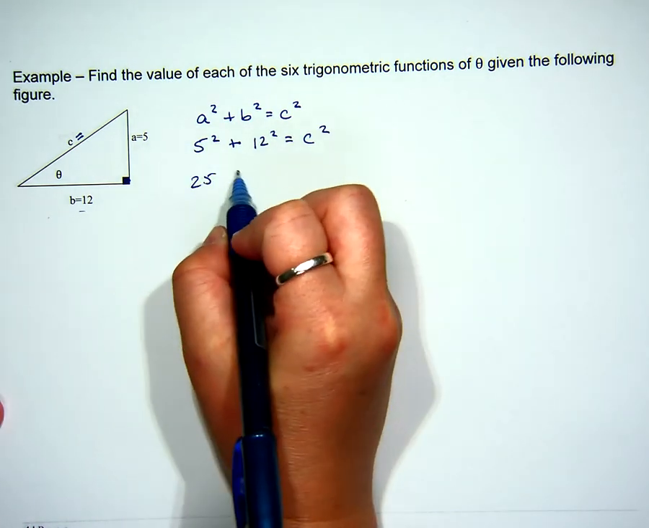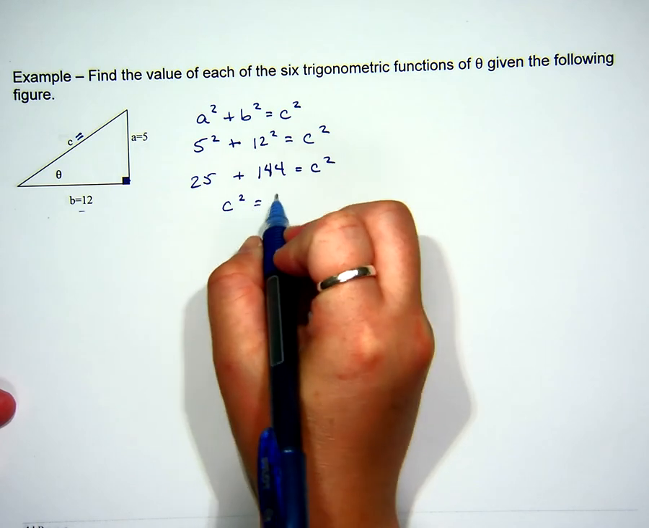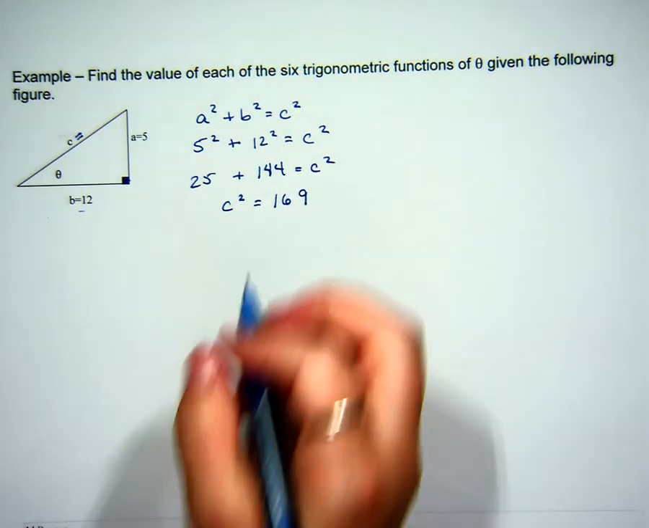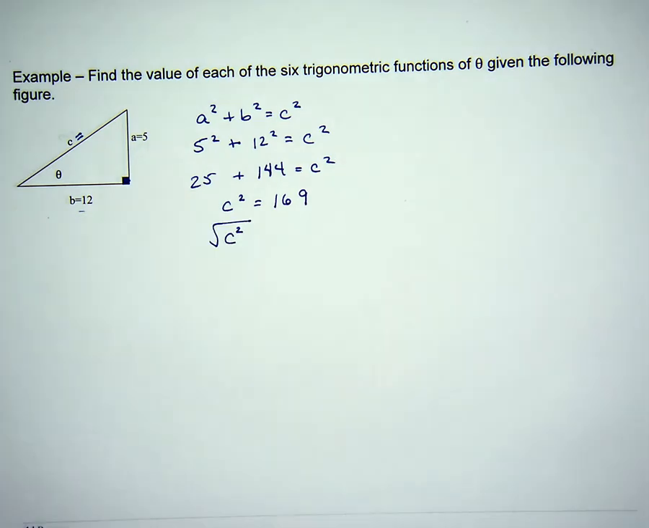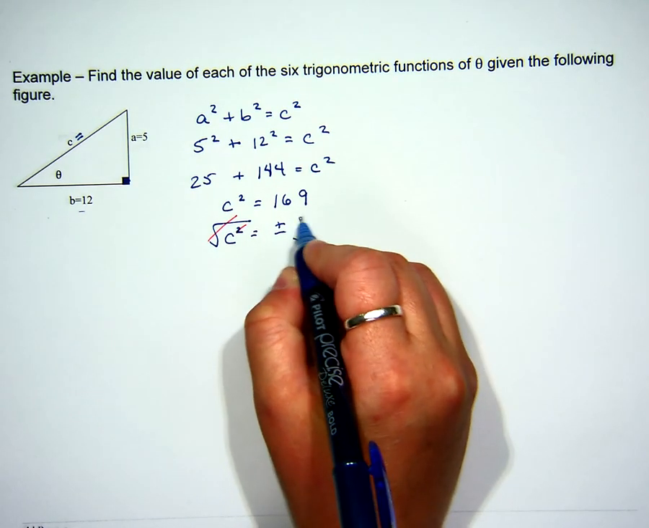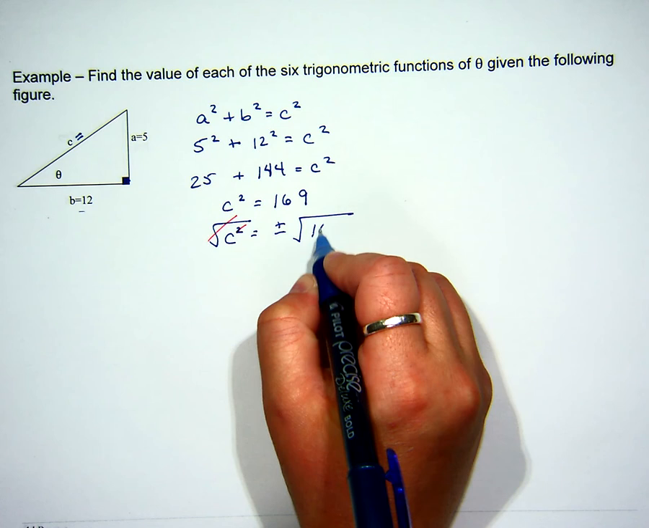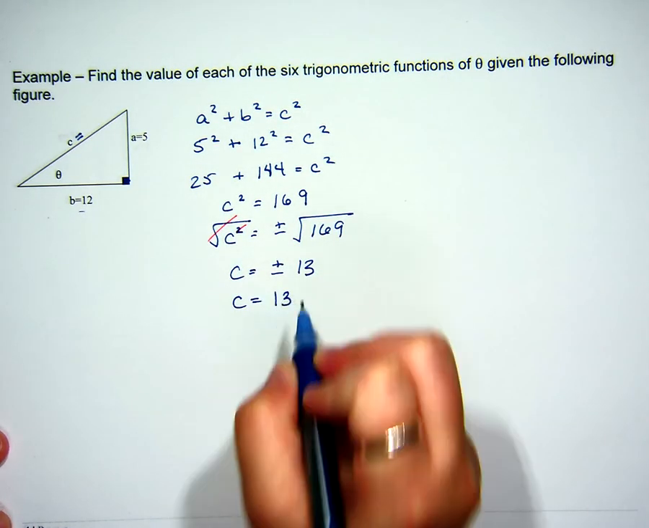Well, 5 squared, that's 25. And 12 squared, that's 144, is C squared. And 144 plus 25, C squared, is 169. Now, if I want to get C by itself, I have to take the square root. You remember squaring a square root cancels this out, and so you get plus or minus the square root of 169. C is plus or minus 13. We're talking about distance here. Distance can only always be positive, therefore C is positive 13.